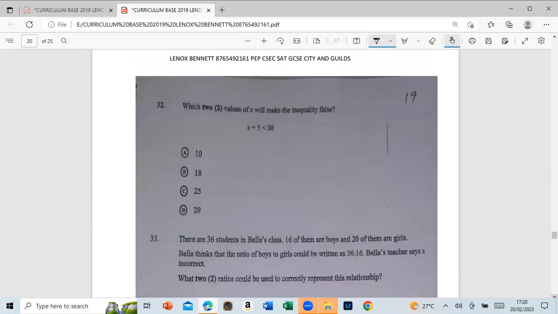So it says, which two values of x will make the inequality true? Alright, so we have to check it. If x is 10, we have 10 plus 5, less than 30. So we get an answer of 15. 15 is less than 30. So that is true. So we move on to now 18. 18 plus 5 is equal to 23. And 23 is less than 30. So it would be the last two.